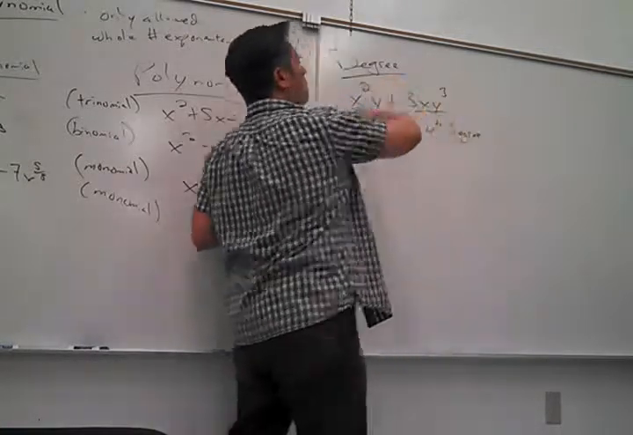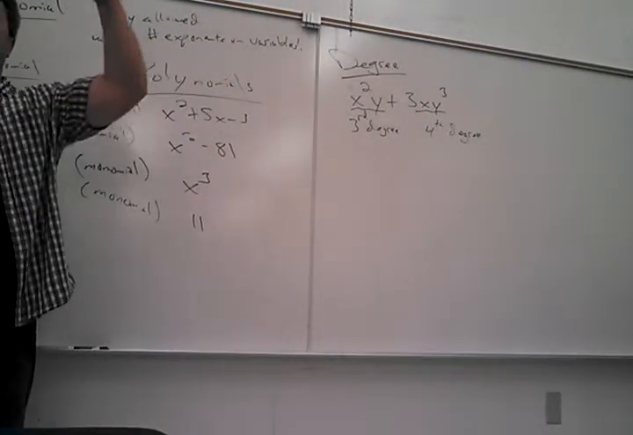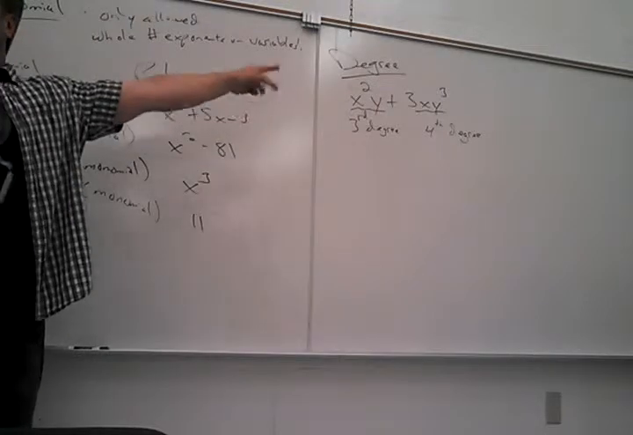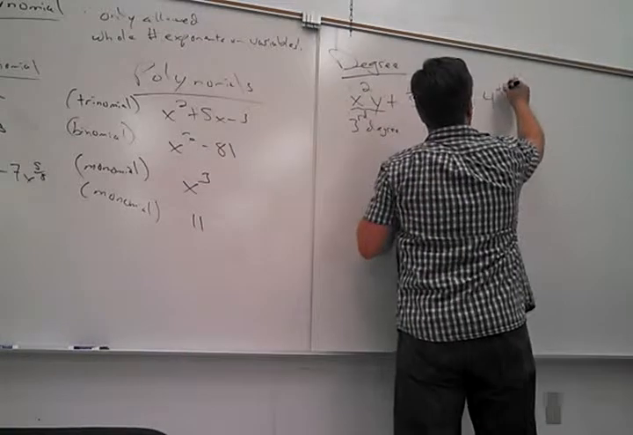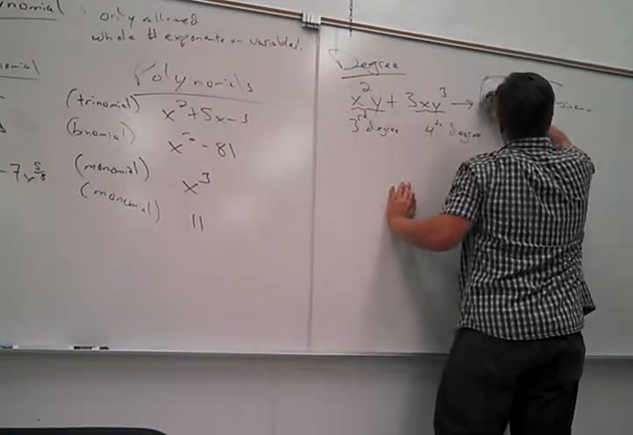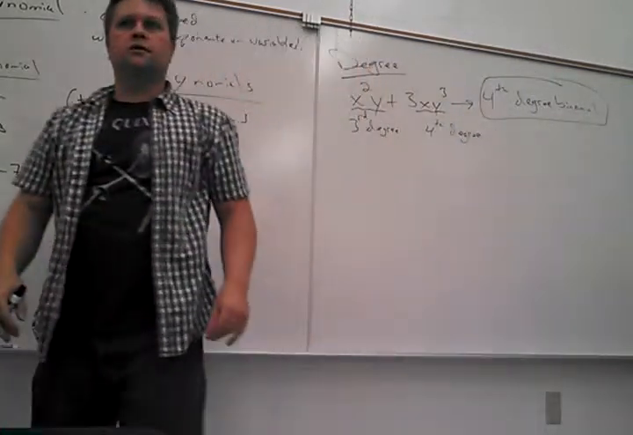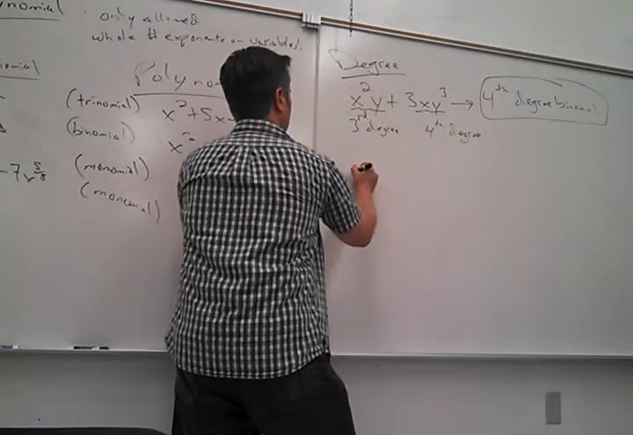The degree of the whole polynomial is the highest degree I see. So that binomial would be a... What's the highest degree I see? 4th. So that whole polynomial would be a 4th degree binomial. Sounds vaguely like a karate competition or something. I'm a 4th degree binomial. The world's lamest belts. Sorry. Is that cool? Did you guys get that? So what's the degree of each term here?